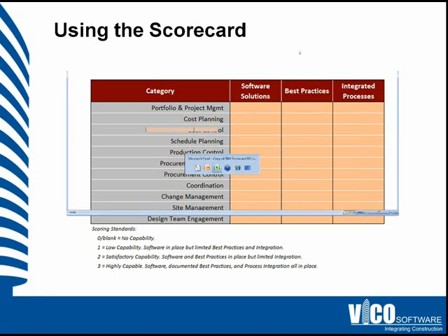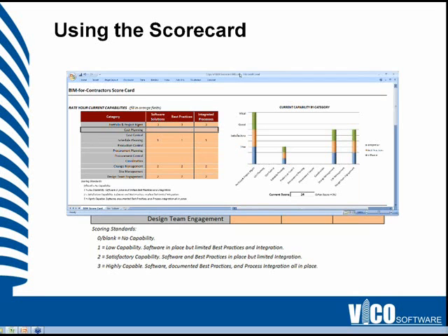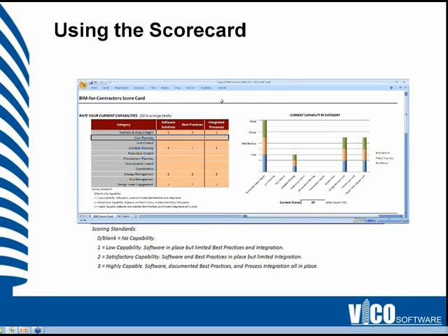So let's open up the spreadsheet. Let's open up the BIM scorecard. This is what you received. As you can see, I already entered some of the scores for portfolio and project management. I'm quite happy with the current software solution that I have in place. The best practices that I have developed for that are well documented and followed by all of my team members. And all of the processes that I have in place are integrated with the other steps in my planning process.